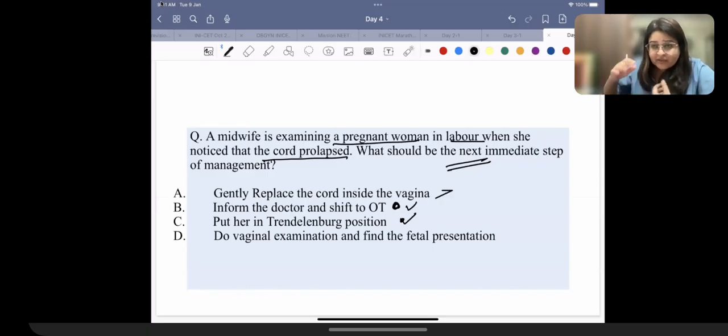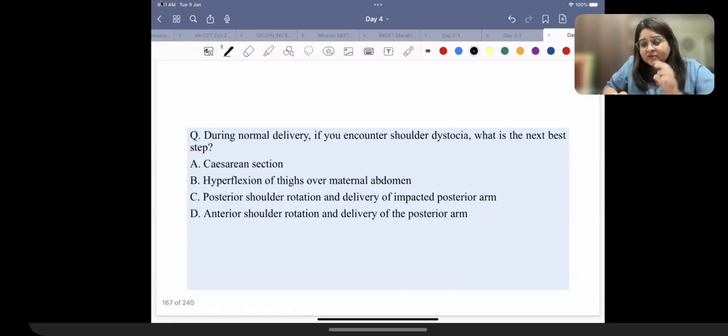So she should immediately try to relieve pressure of the cord while simultaneously arranging for the OT. This is a better option because she's a midwife; the best thing she should do is try to relieve pressure of the cord. Okay. So put her in Trendelenburg and then inform the doctor and shift the patient to the OT. Full bladder won't compress the cord. Full bladder will push the presenting part away from the cord.